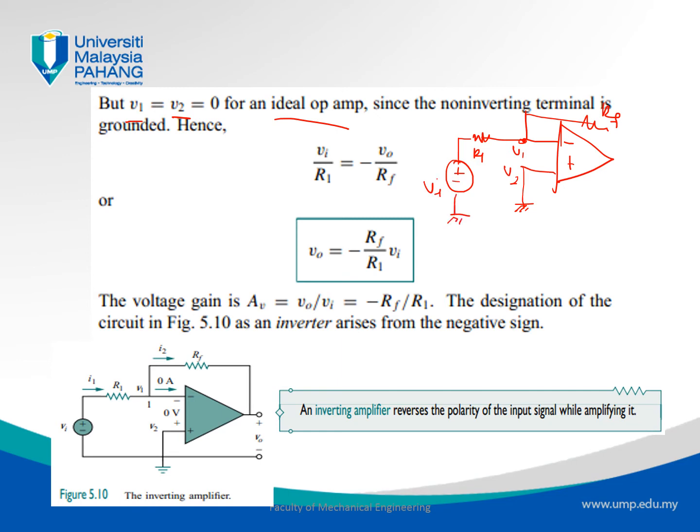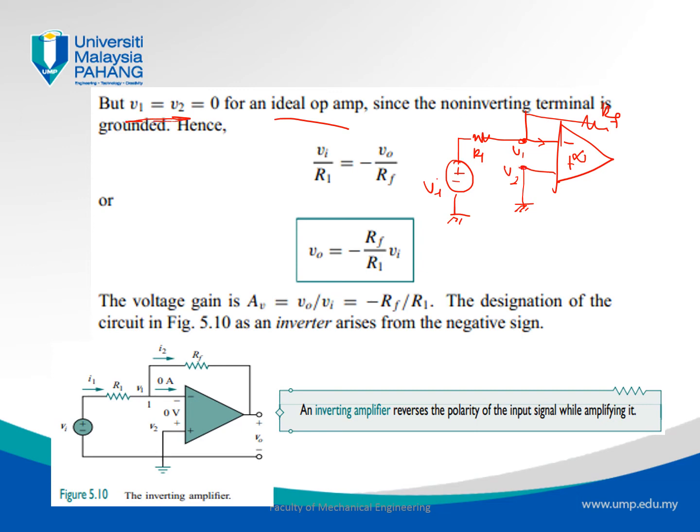So basically in an ideal operational amplifier, the input impedance is 0. If input impedance is 0, that means there's no current getting in from V1 into the operational amplifier. What does this mean? It means that if there is no current circulating between V1 and V2, they are basically at the same potential. That's why we have V1 equals V2.